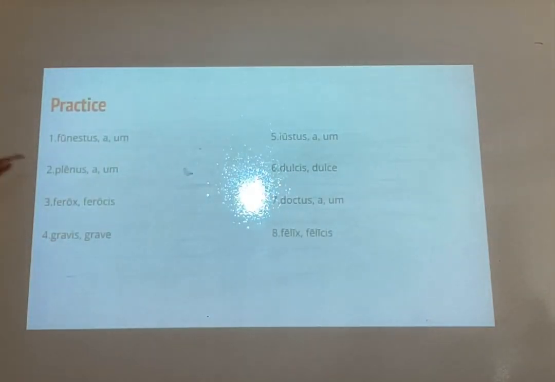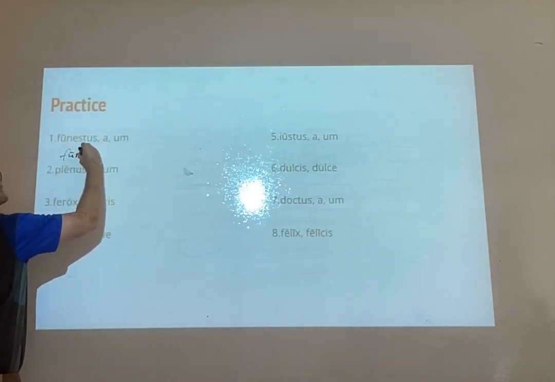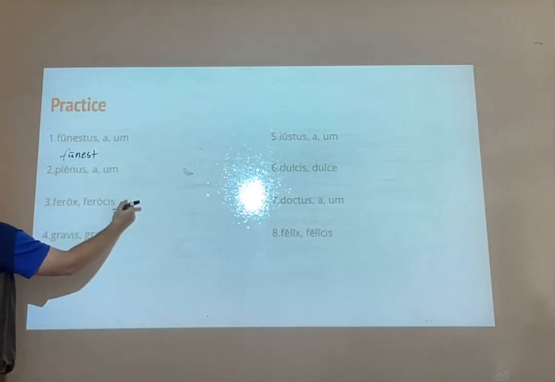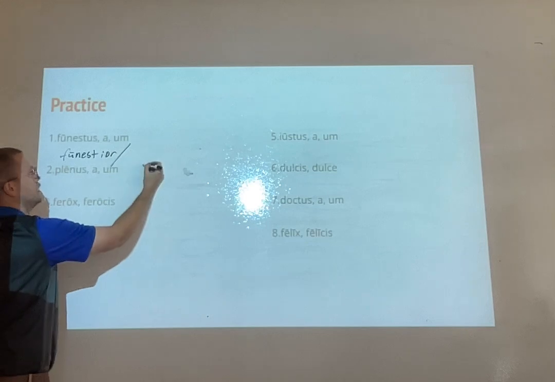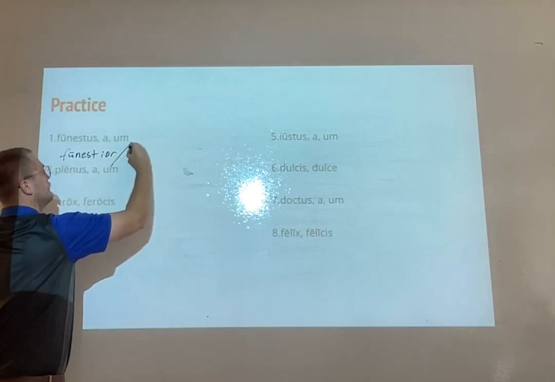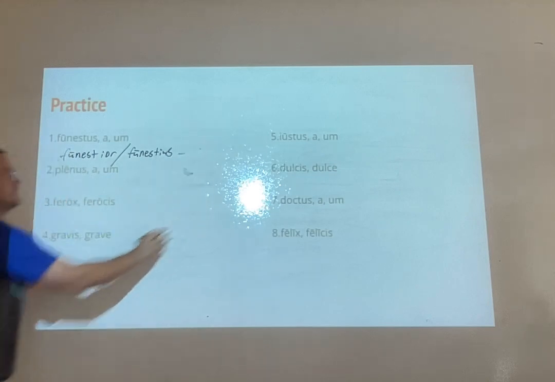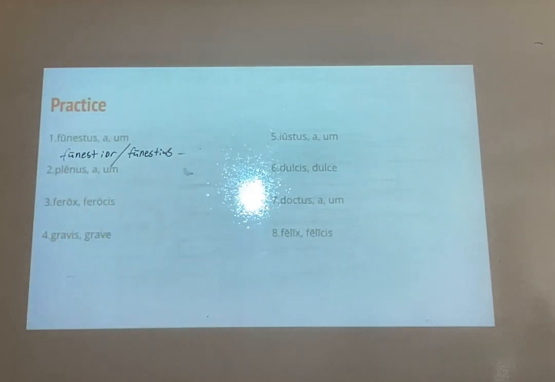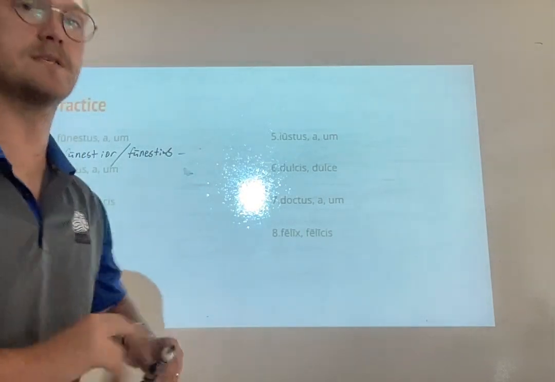All right, so funestus, funesta, funestum. What would the stem be? Funest. Yep, funest. What do you add to make it nominative singular for the masculine, feminine? Eor. What do you make it to be neuter nominative singular? Yep, funestius. And then what does funestus mean? You might need to look some of these up.